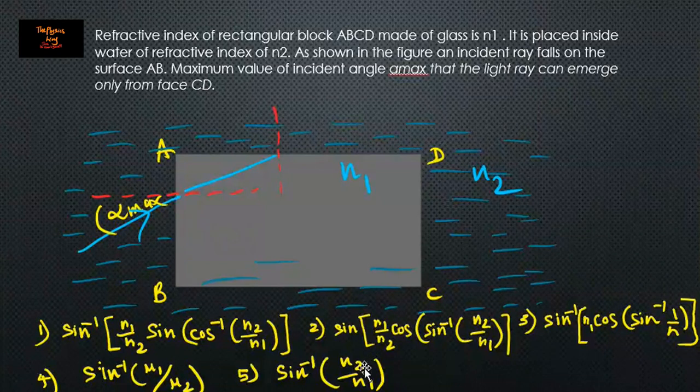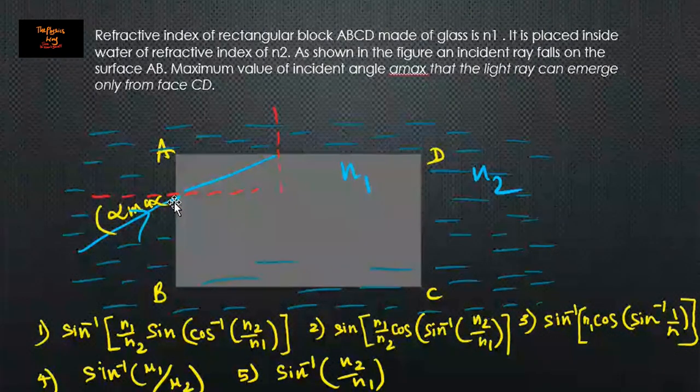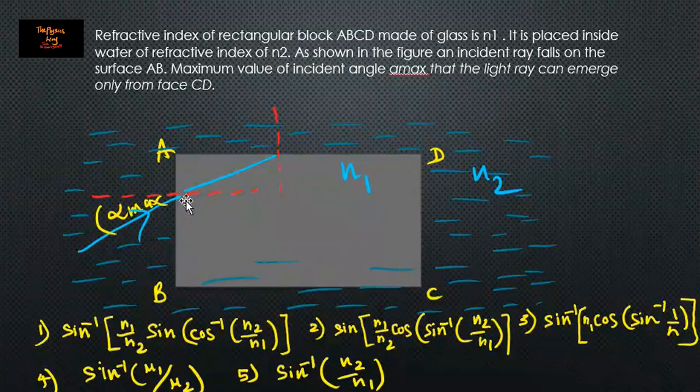All right, hello everyone. Let's get into the question. The refractive index of rectangular block ABCD made of glass is N1. It is placed inside water of refractive index N2 as shown in the figure. An incident ray falls on the surface AB. What is the maximum value of the incident angle, alpha max, such that the light ray can emerge only from face CD?